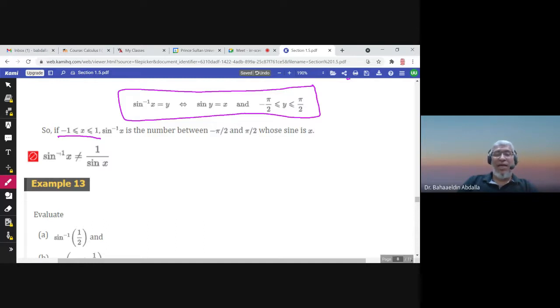Notice that sine inverse does not equal 1 over sine. It is the inverse function. So if you want to write 1 over sine, you write it like this. This is equal to 1 over sine. But if you write the inverse here, it is the inverse function, which is this function.